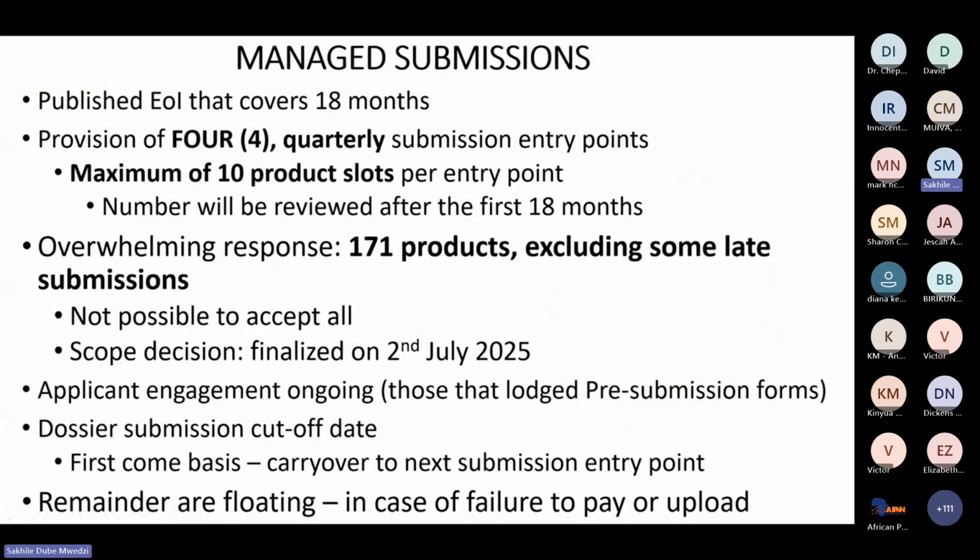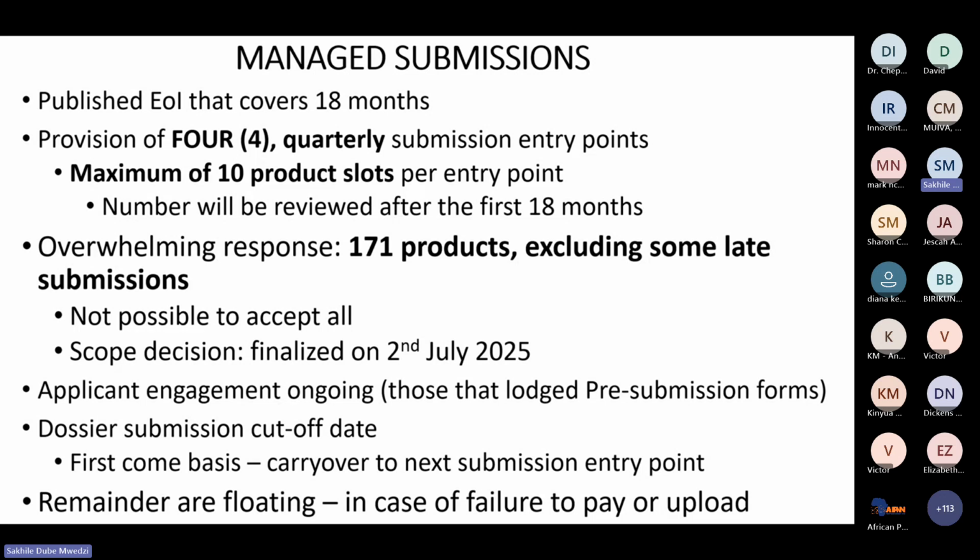I just want to take a little bit of time, coming close to the end of the presentation, to talk about these managed submissions. So for the first one, the 18-month EOI, the expression of interest, we have provided for 4 quarterly submission entry points. And what we're saying basically is we do not want all the products coming in at once. So you have windows in which you are able to submit your application.